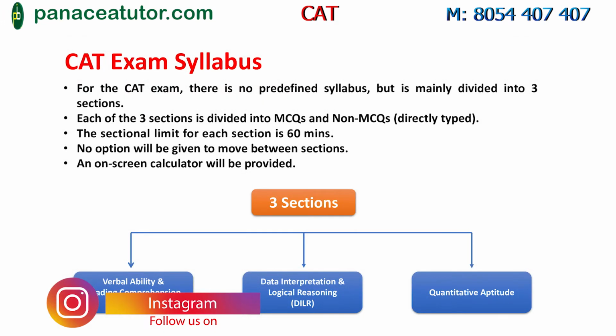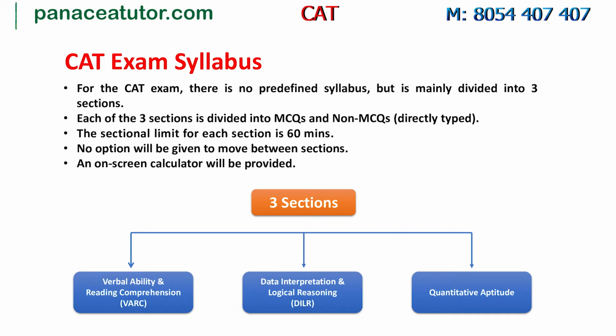Now moving on to the syllabus. For the CAT exam, there is no predefined syllabus, but it is mainly divided into three sections, that is verbal ability and reading comprehension, or VARC, data interpretation and logical reasoning, or DILR, and quantitative aptitude. Each of the three sections is divided into MCQs and non-MCQs. There are a total of 100 questions for 300 marks. The sectional time limit for each section is 60 minutes, and there is no option to move between the sections.